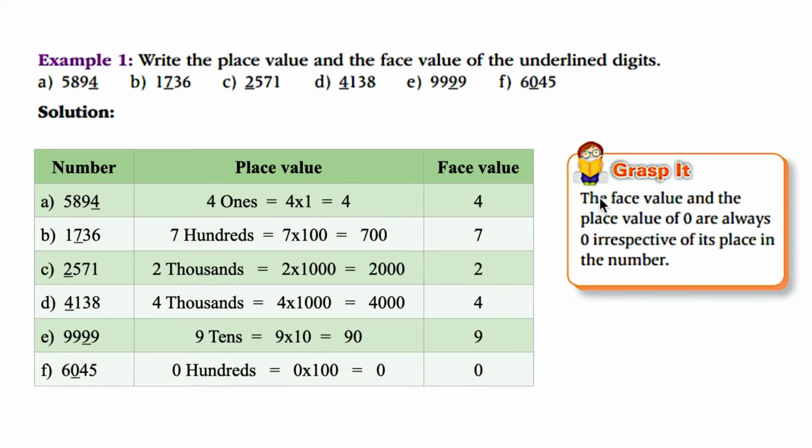So children, over here, just look over here in the grasp it section. We have to grasp this fact, means we have to remember this fact that the face value and the place value of digit 0, they are always 0. Both the face value and the place value of 0 will be always 0, irrespective of its place in the number. So wherever the digit 0 might be lying, ones place, tens place, hundreds place or thousands place, its face value and place value will always be 0. Right? Over here 0 is at hundreds place. Still the place value is 0. So remember this.